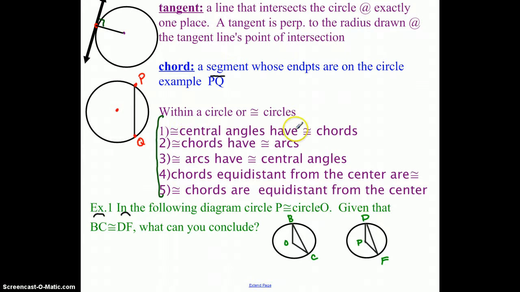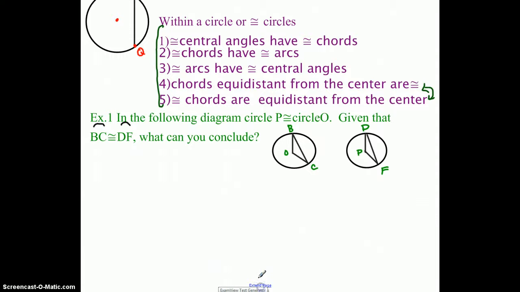So you have central angles. We'll have congruent central angles. We'll have congruent chords. Congruent chords make congruent arcs. Congruent arcs will have congruent central angles. You'll notice there's a lot of things that get used over and over in here. That's kind of important. Chords that are the same distance away from the center have to be congruent. And congruent chords are equidistant from the center. These are kind of opposites of each other. So let's take a look at how this really works.